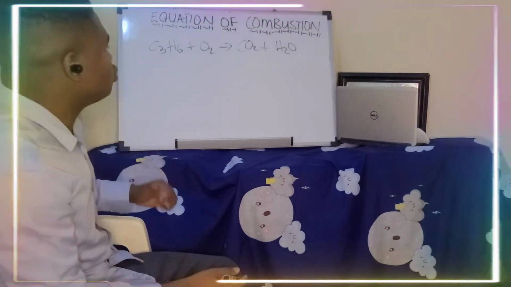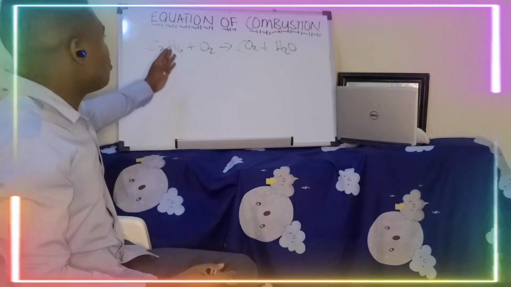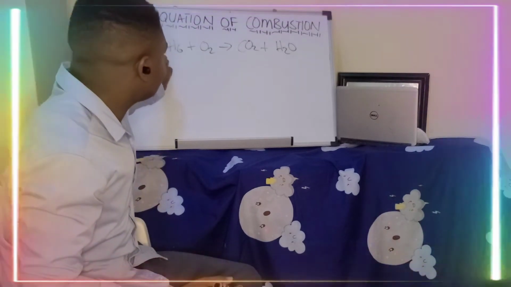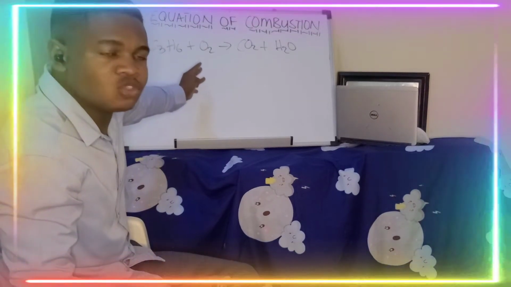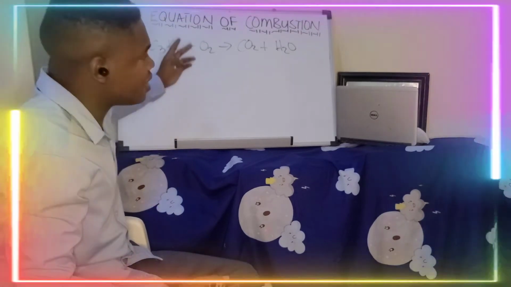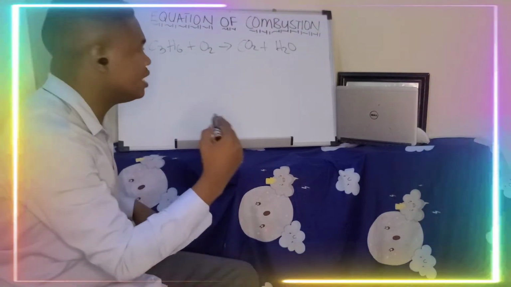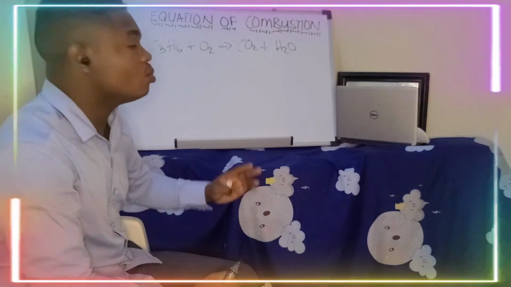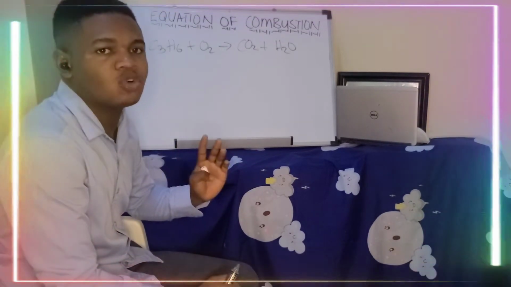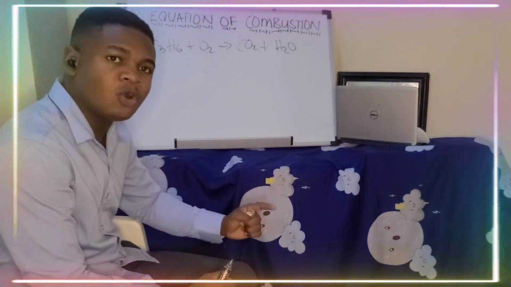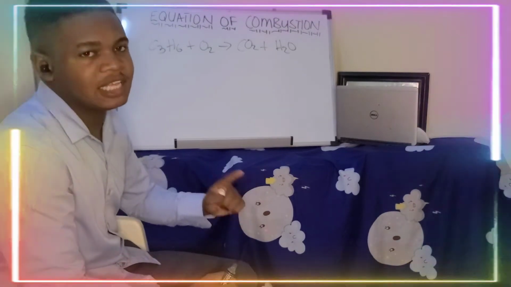So the first thing that you need to do now is to count how many hydrogen atoms you have on the right hand side, and how many hydrogen atoms you have on the left hand side. Then after doing that, you can now easily balance. So the rule is you must always start with hydrogen atoms, followed by carbon, and lastly oxygen.